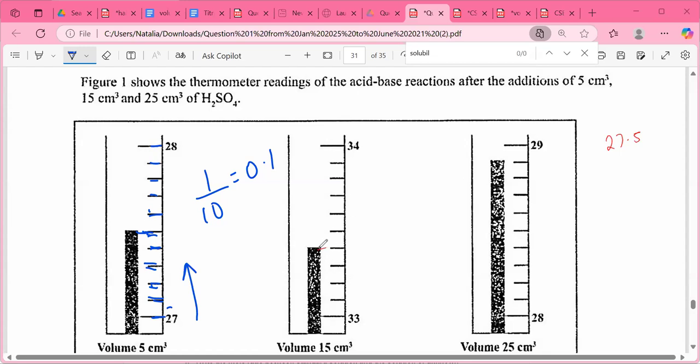15 is what? 33.4. 33.4. And then 28 is what? 28.9.